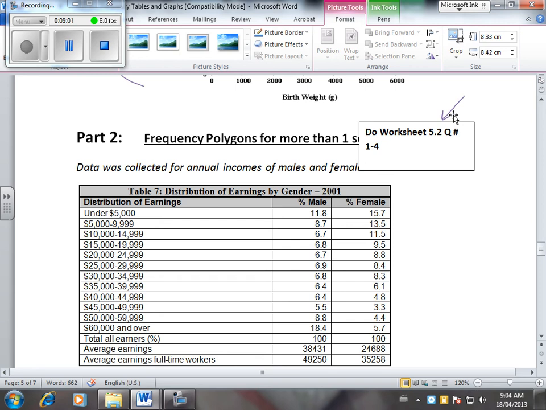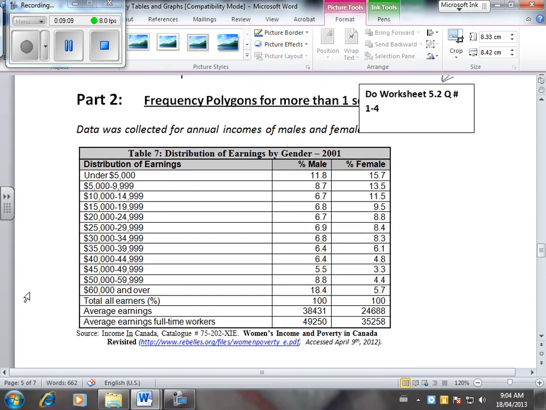Okay, part 2, frequency polygons for more than one set of data. Here the data was collected for annual incomes of males and females in Canada in 2001. So you have the distribution of earnings, and we can count our intervals: 1, 2, 3, 4, 5, 6, 7, 8, 9, 10, 11, 12. So we have 12 intervals. And we can find our midpoints too, just in case we want to graph this as a polygon.